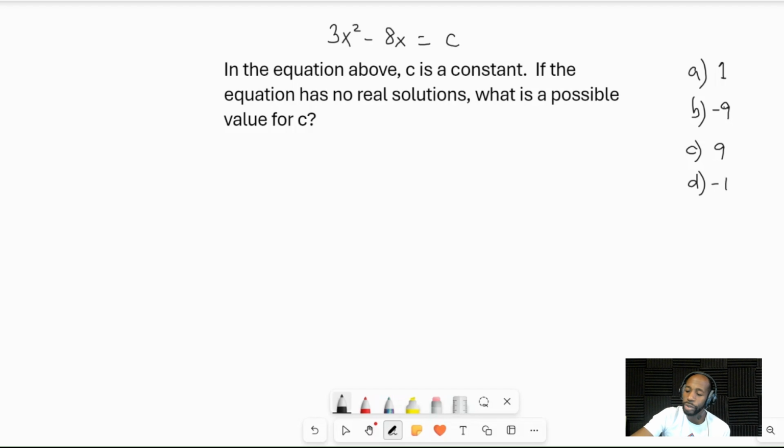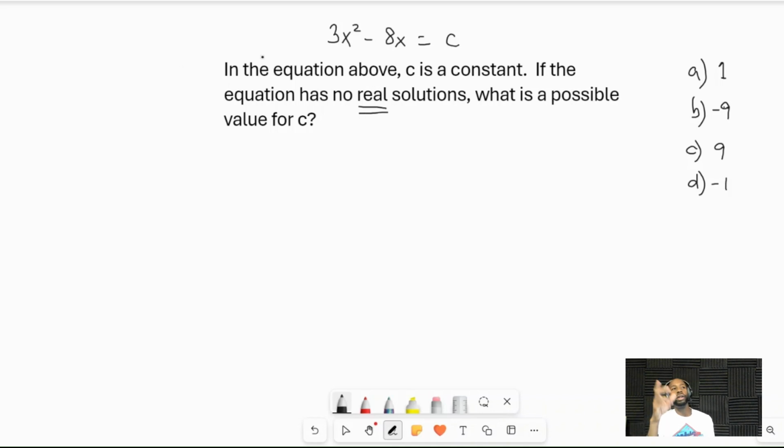All right, so let's get into it together now. This problem gives us an equation: 3x squared minus 8x equals c. The problem says in the equation above, c is a constant. If the equation has no real solutions, there's a clue there. What is the possible value for c? I really want to hammer on that right there: real solutions.